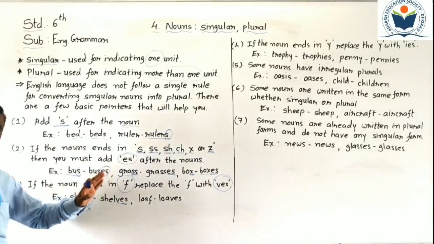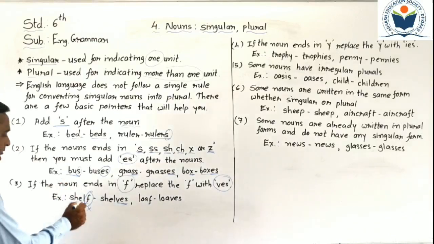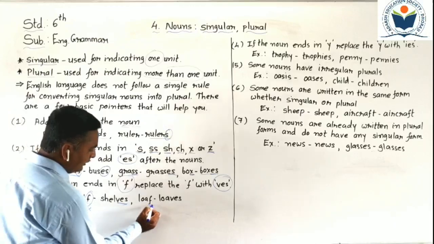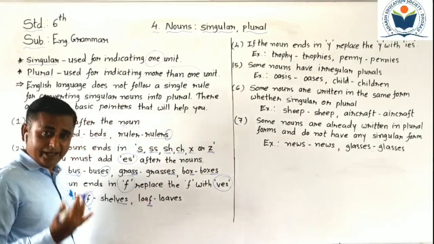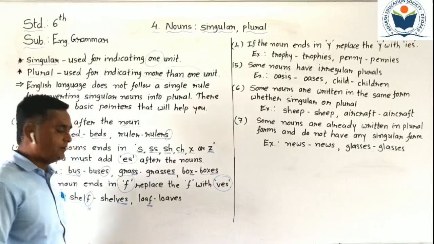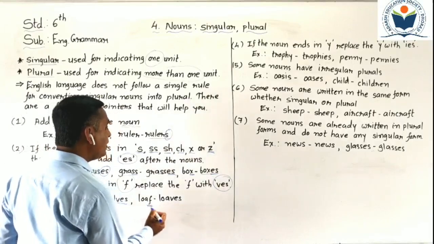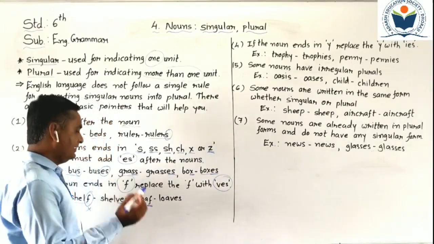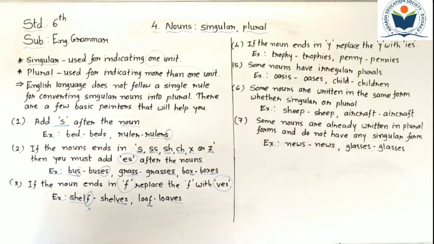If the noun ends in f, that is, the last letter of the noun is f, then we have to remove f and put ves as the plural form. So self becomes selves. Like that, log. The second example, log, is given here. The last letter is f, so we remove the f and put ves instead. Because we add ves here to make a plural form. Can you understand these three rules?